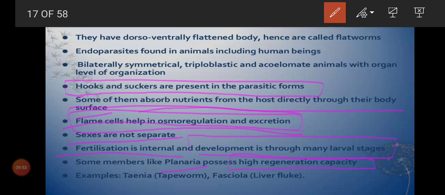And what could be the examples under Platyhelminthes? Taenia solium, fasciola, that is liver fluke. Liver fluke can be seen as a parasite, and even tapeworm can be seen as a parasite. So both pictures are given in your NCERT book, tapeworm and fasciola. Is that clear, children?